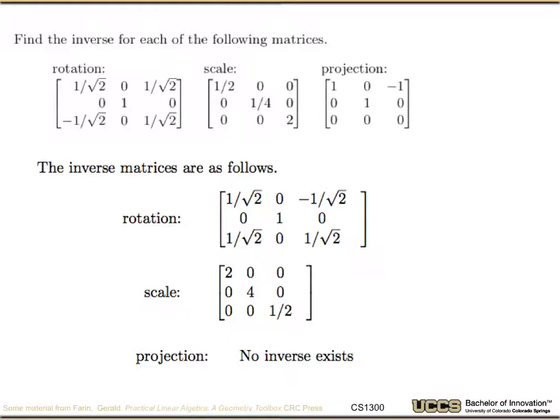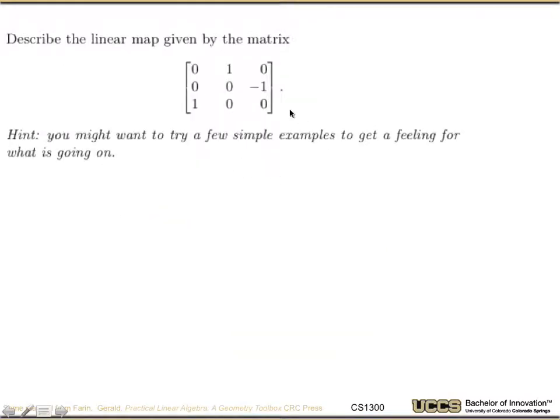Okay, now let's try and go the other way. Let's give it a matrix, try and figure out what it does. So here's a matrix, a linear map given by this matrix. See if you can figure out how to describe in words what it does. As usual to approach this, you might try a few examples to get a feeling for what's going on, and then see if you can come up with the general form of what it does. You might look at things like determinants to help you understand it.